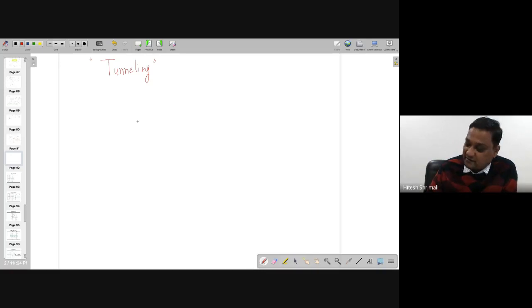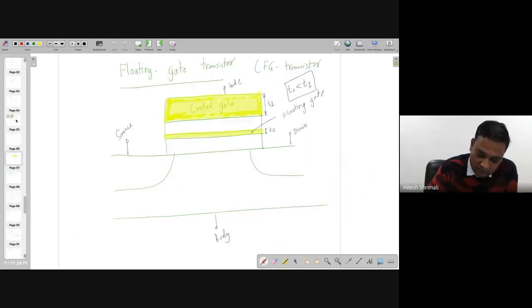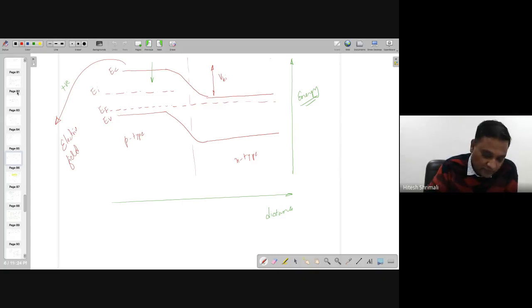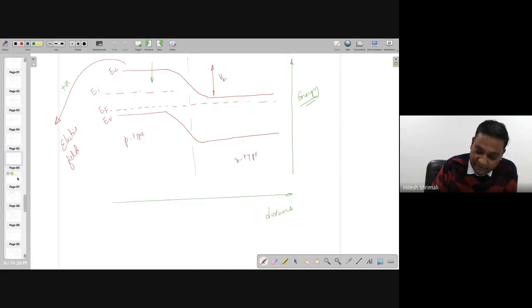So let's understand what is happening. If you look at from here, and you make this cross section of this one, and then draw the band bending diagrams, this is the gate, then polysilicon, and then you have the silicon. So if it is P type, N type, whatever is there, you have to make the diagram which we made already here.